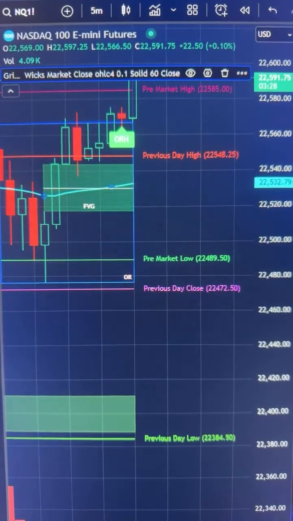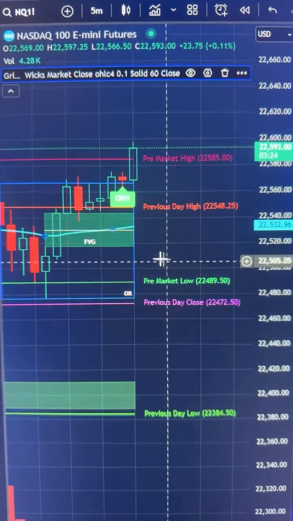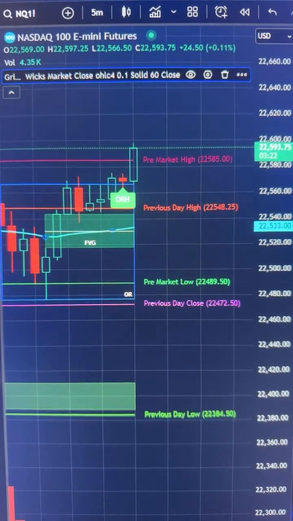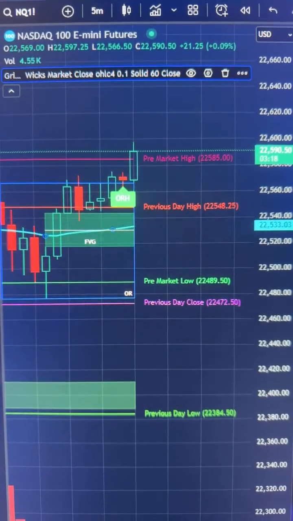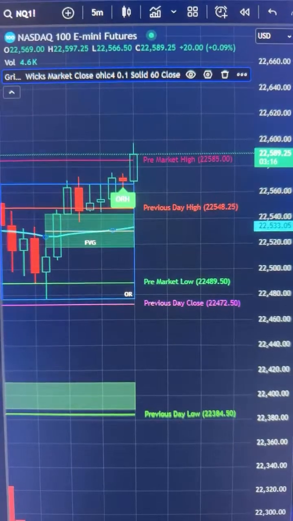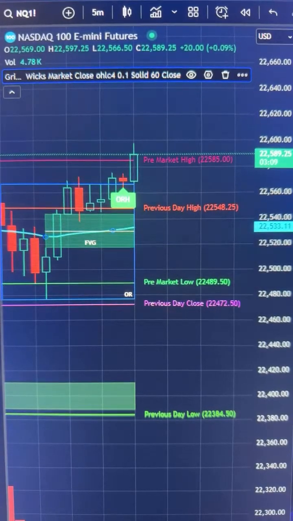Oh my gosh, there's that pump off the ORB. Whoa. There's that ORB pump. Green Eyes had a nice trade there with that. I don't know if he was still in, but it smacked. Got 20 more points too till mega trade level from our initial entry.